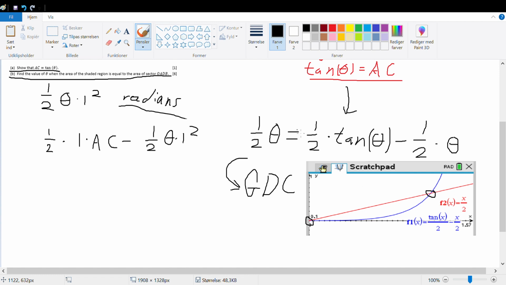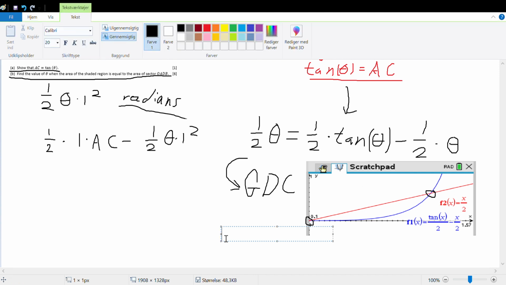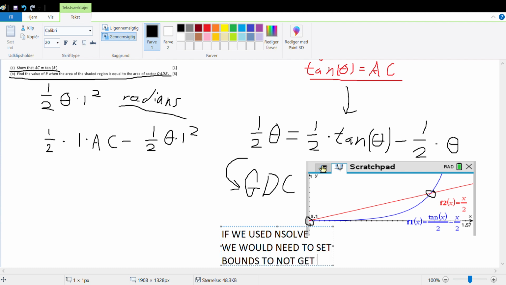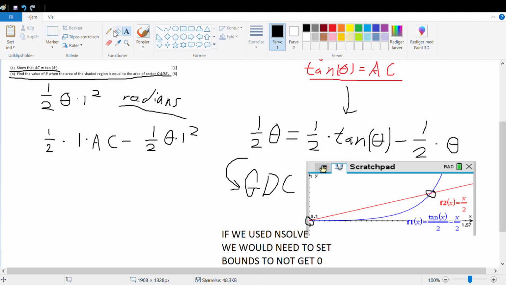If we had used nsolve, I'm going to write this down here, we would need to set bounds to not get 0. Otherwise nsolve would go, oh, I found the solution, it's here. And we'd be like, well, no, this is too small. And nsolve would struggle to get it right. I'll show you how you can do it if you really want to.